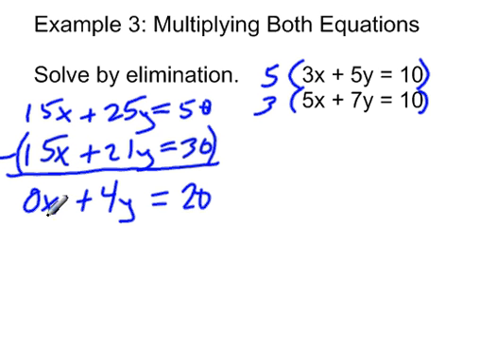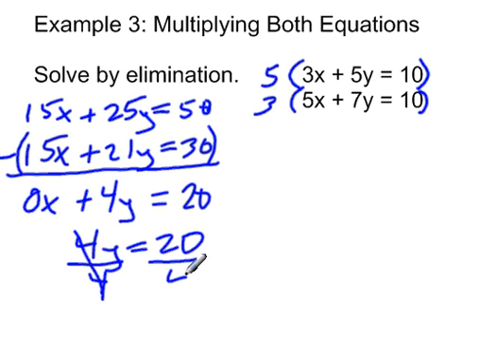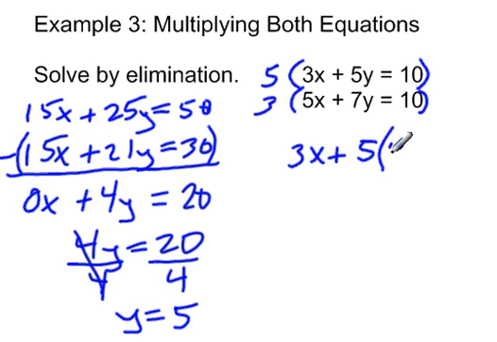Since that's a 0x, that's eliminated, so we're done with that. So 4y equals 20. I'm going to divide by 4. I'm left with y equals positive 5. Now, just like in every other problem, we're going to take this value for y that we just found, and plug it into one of the original equations, and I always go with the first one. So 3x plus 5 times 5. I simply plugged it in right there where that y was.